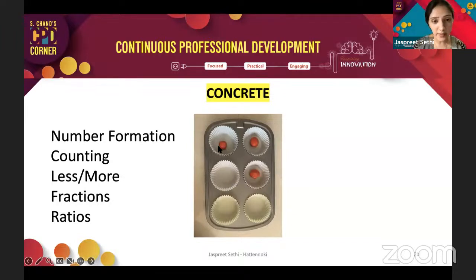The moment I can count 1, 2, 3 here, and I can see that I have 3 empty, maybe I can add 1 more, or I can take away 1 and show some very basic addition and subtraction to begin with. I also use this for fractions. Like here, I can show that I have 3 out of 6 shaded and 3 out of 6 unshaded.